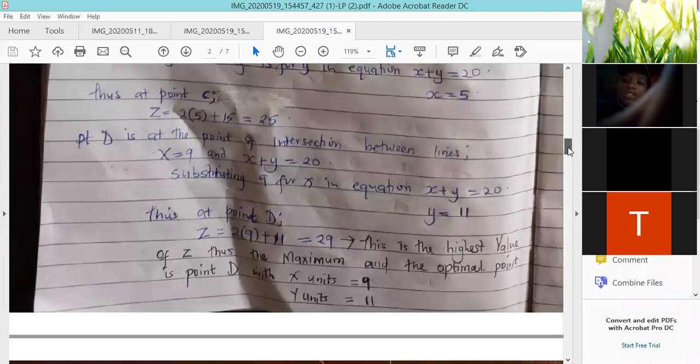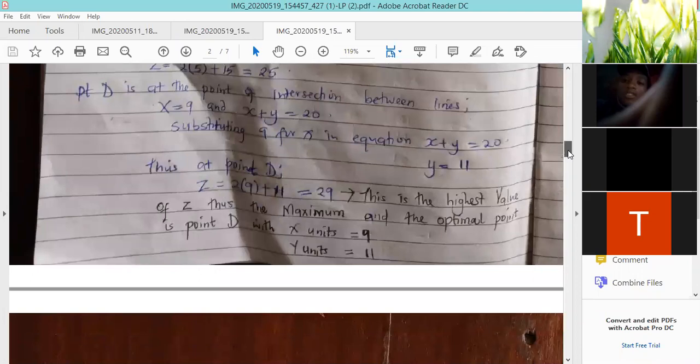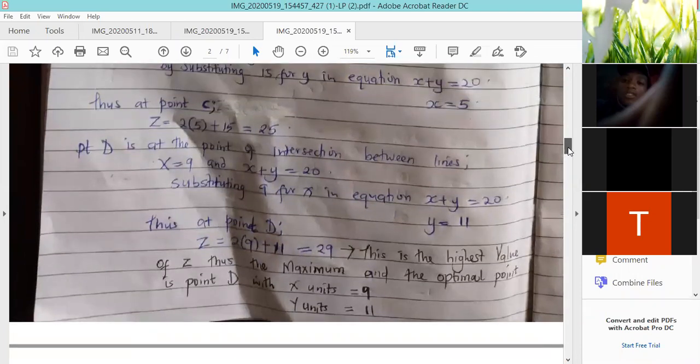So once we have noted what are our decision variables, which are the number of units of x and the y, we may go further, assuming our question is not ending there. We want to know, for example, what could be the binding constraints as well as the non-binding constraints.